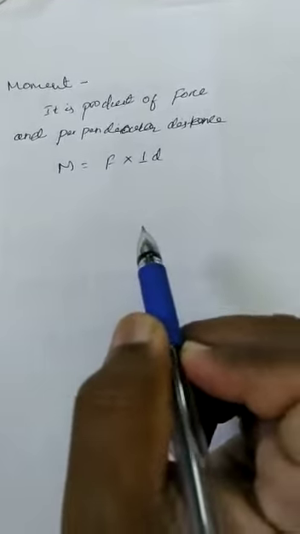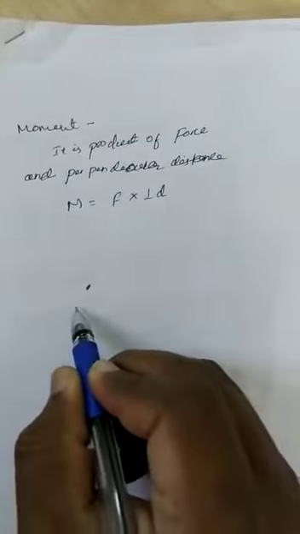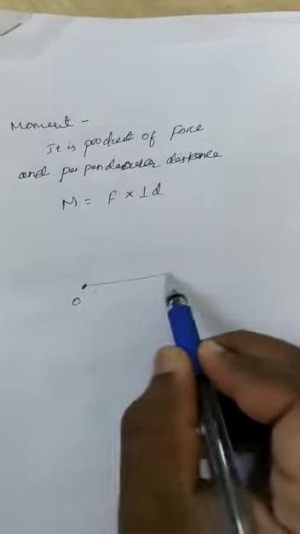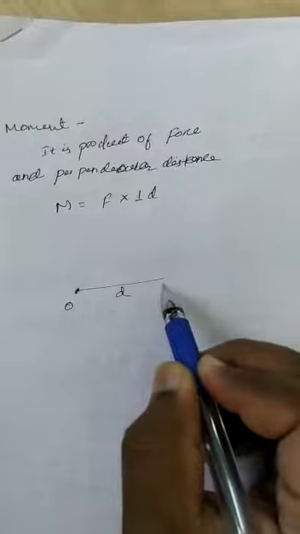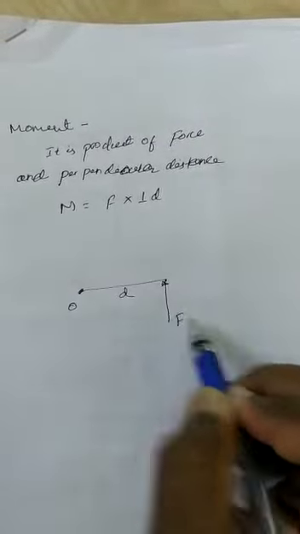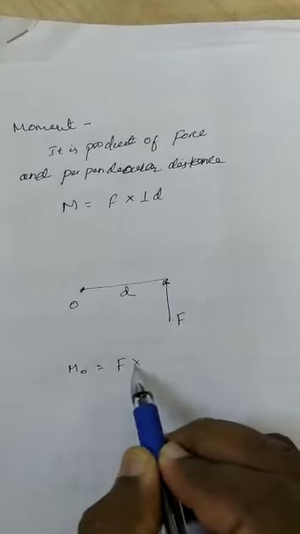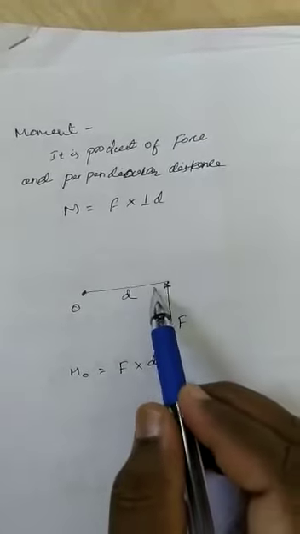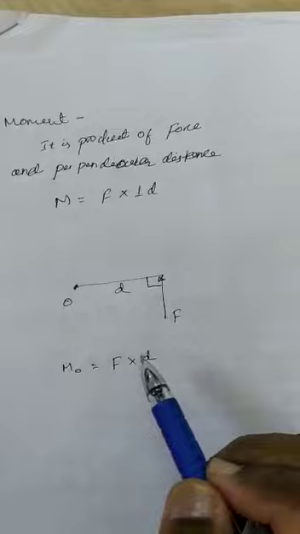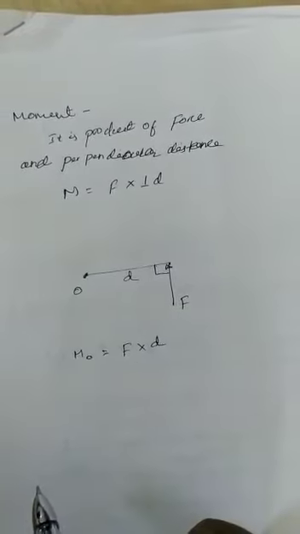Okay, so let's take an example. Here this is the O point and this is the perpendicular distance D. When you are applying the force at this side, how do we define the moment at O point? It is force into perpendicular distance. The force is exactly perpendicular to the distance, that's why we call it force into perpendicular distance.